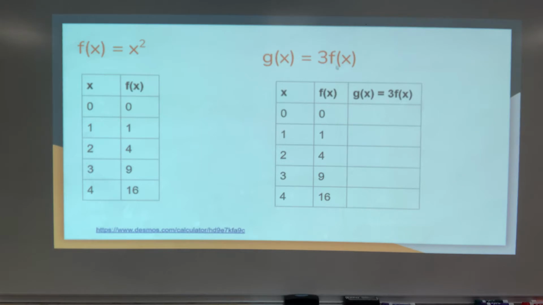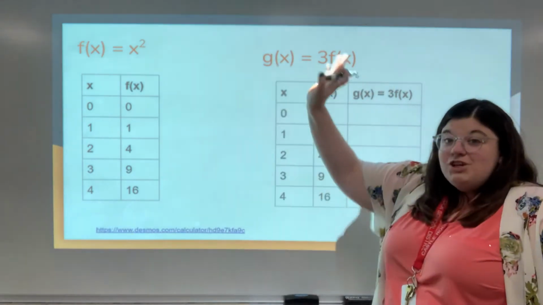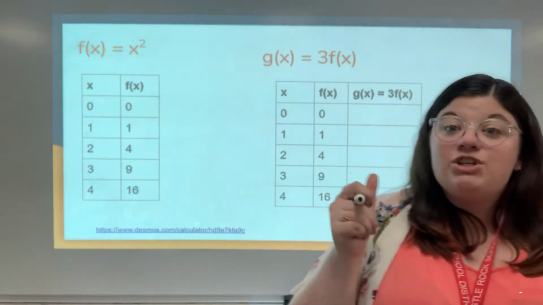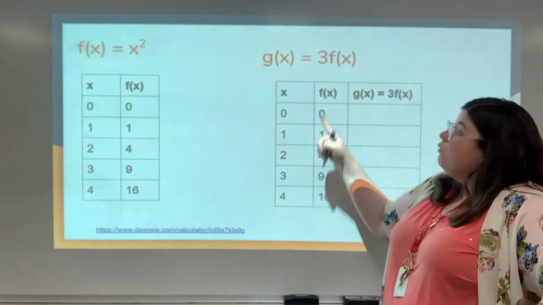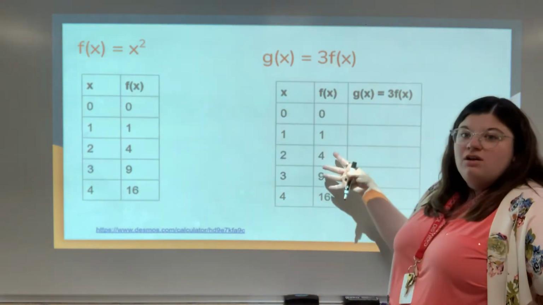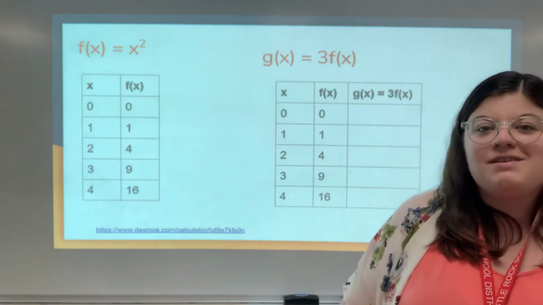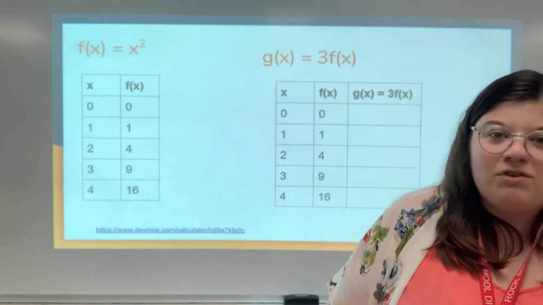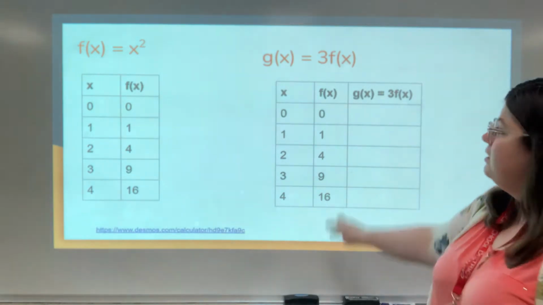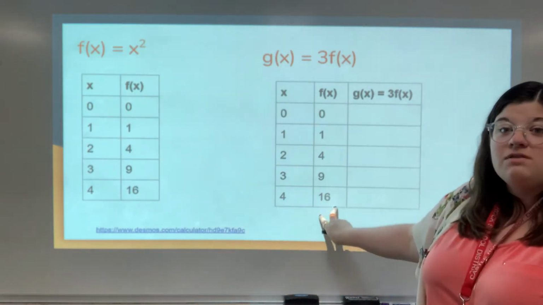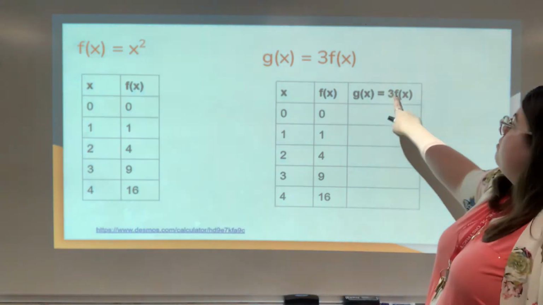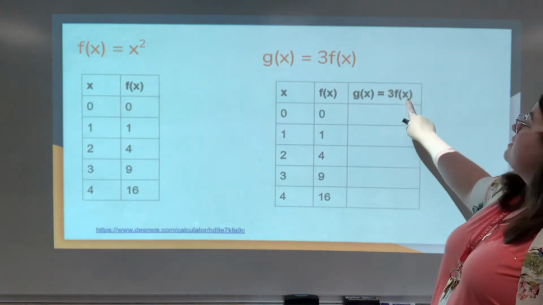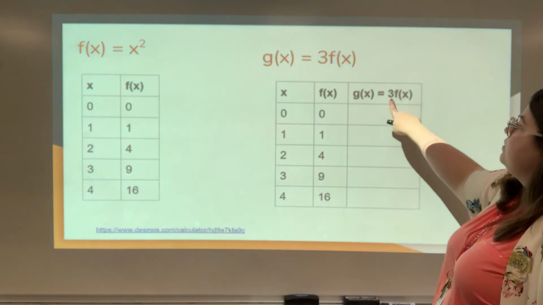So g of x equals 3 times f of x. Again, my little g of x rule says, first, I want you to apply the function as we did here. We've got the inputs. We've applied the function by squaring all of our inputs. And then g of x says, take that function and multiply everything by 3. So now I'm going to take these outputs from my original function, my f of x values, and I'm just going to multiply them by 3. So take this entire column, f of x, multiply it by 3.